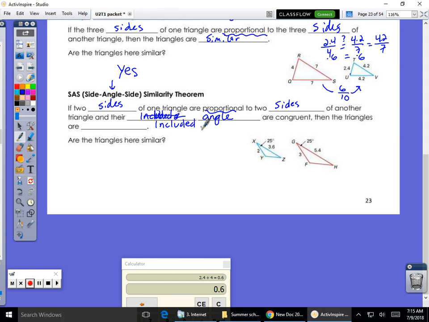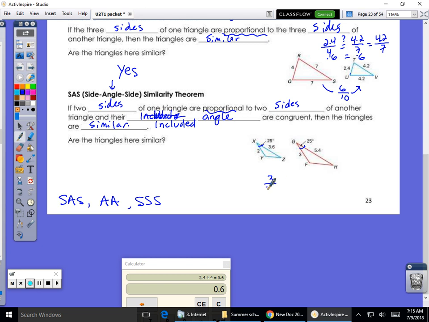And included doesn't just mean that it's a part of it. It means that it's in the middle. All right. If the included angles are congruent, then the triangles are similar. So we've got side, angle, and side, side, side as the three ways that we have to prove triangle similarity. Okay, over here I see that one angle that's included is congruent. 25 degrees is the same as 25 degrees.